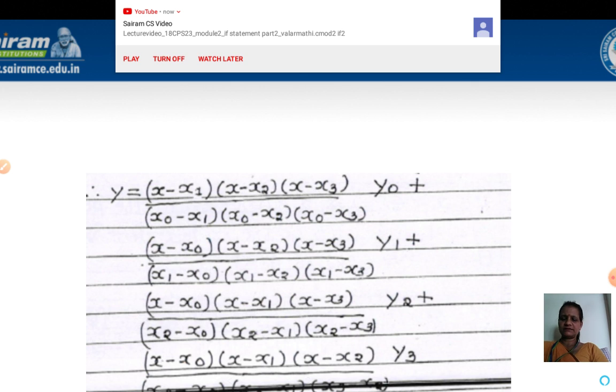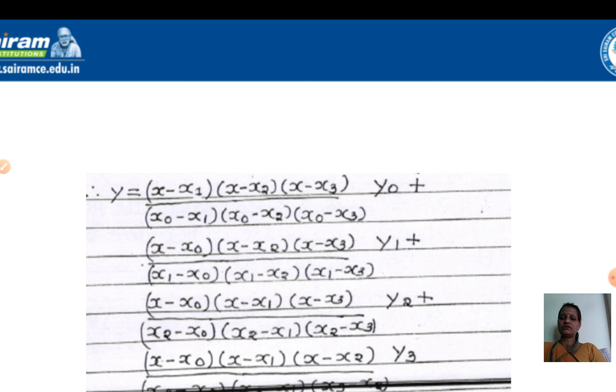That is divided by (x0 minus x1)(x0 minus x2)(x0 minus x3) into y0, plus (x minus x0)(x minus x2), etc., into y1, and (x minus x0)(x minus x1), etc., into y2, and next y3. We have only up to y3, so we are getting only 4 terms.